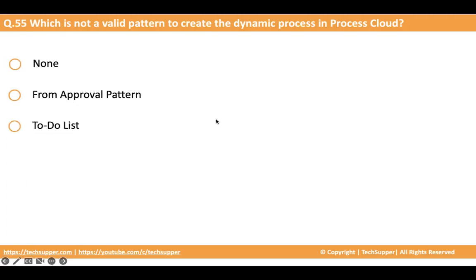Form approval pattern, to-do list, single stage to-do list, which is not a valid pattern. And the correct answer is, it's not from, it's form. Form approval pattern is not the correct pattern to create dynamic process. Okay, now let's get into the next question.